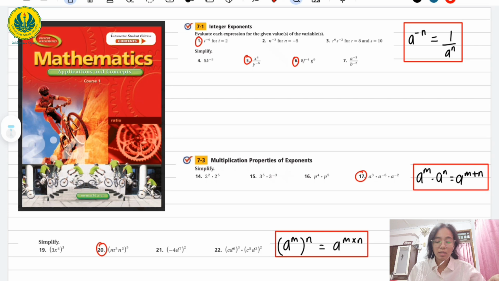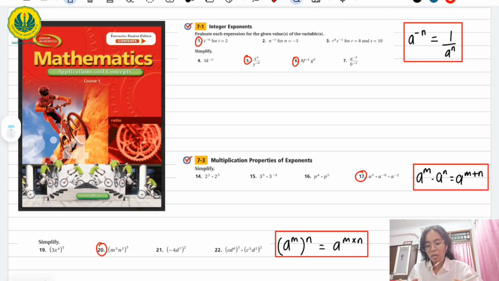My name is Elizabeth Damayanti, and right now I will explain to you about exponent questions for just a 5-minute video. I hope you enjoy. Okay, so now we're gonna start. I chose the questions from this book, Mathematics Application and Concepts, Course 1, specifically Unit 7 about exponents and polynomials. But for today, I will discuss more about exponents.